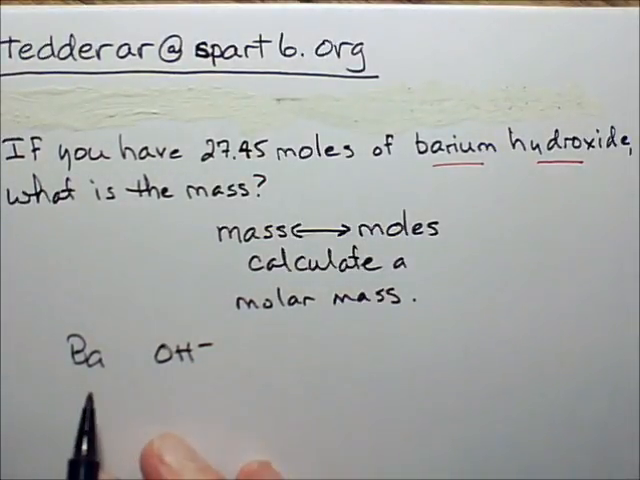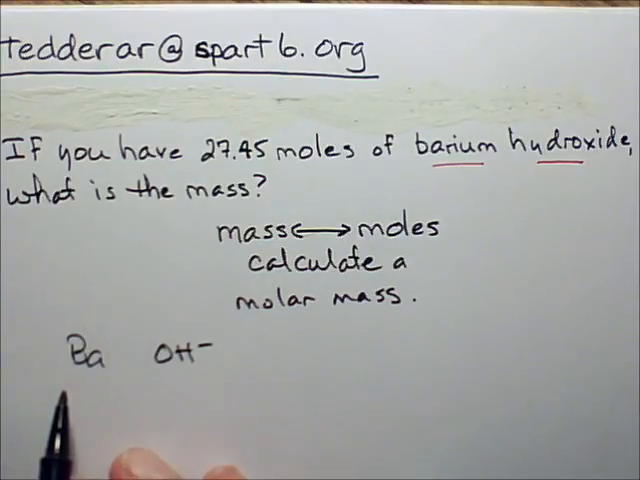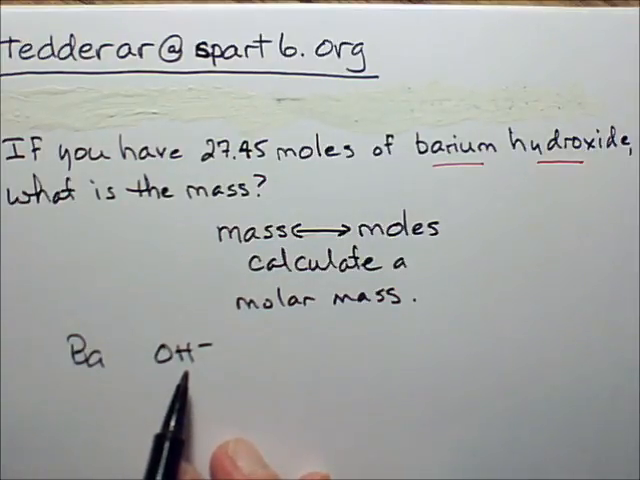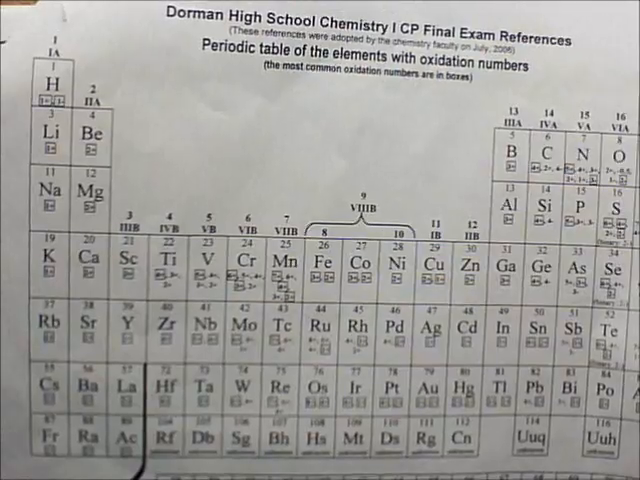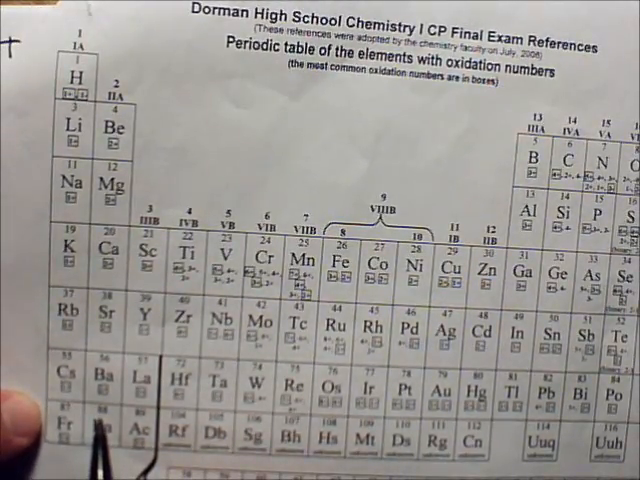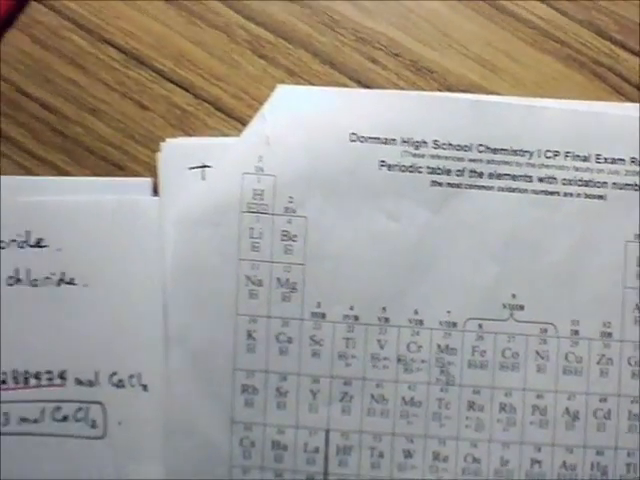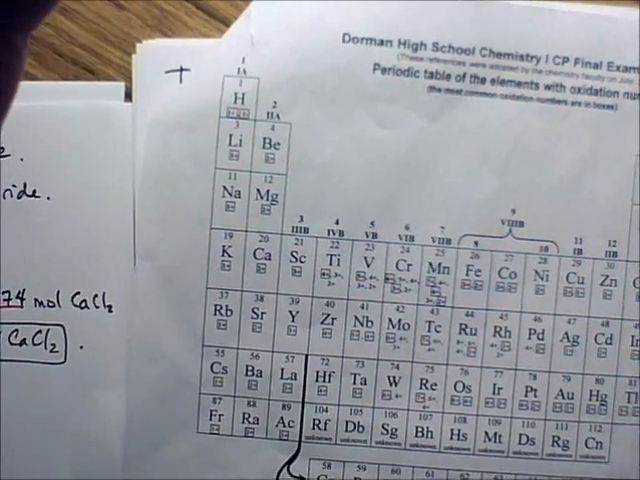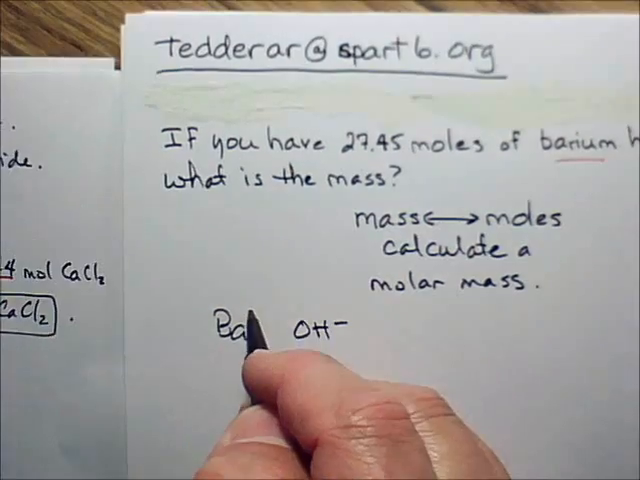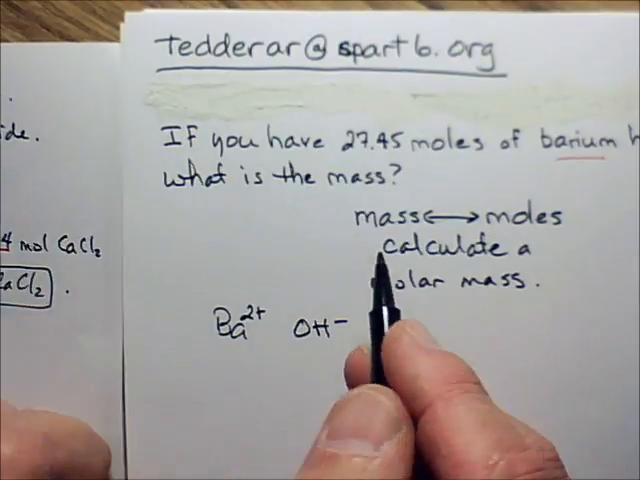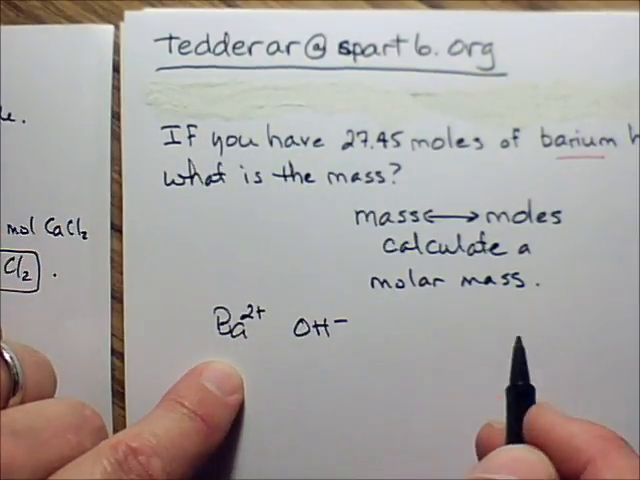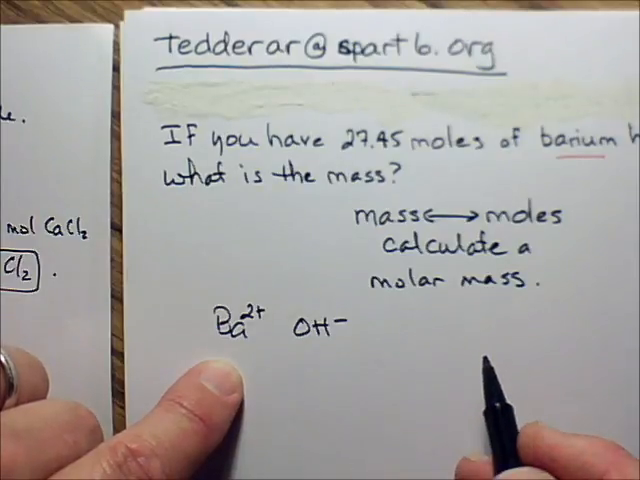To build a formula from this, we need to know what the charge on the barium is. We know the charge on the hydroxide because it was on the common ions list. But since barium is an element, you need to go to the periodic table of oxidation numbers. Barium is right down here, and it shows a 2+ charge. So barium has a 2+ charge, and hydroxide has a 1 negative charge. We need the overall formula to have a neutral charge, 0.